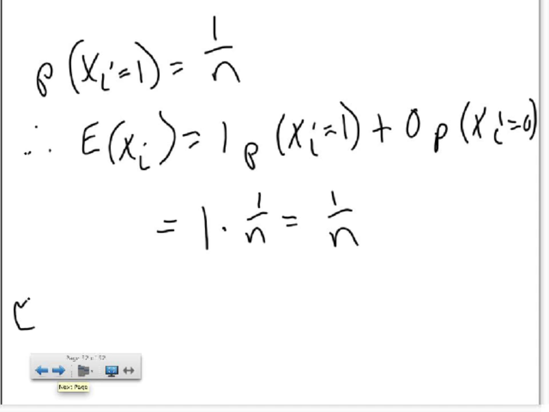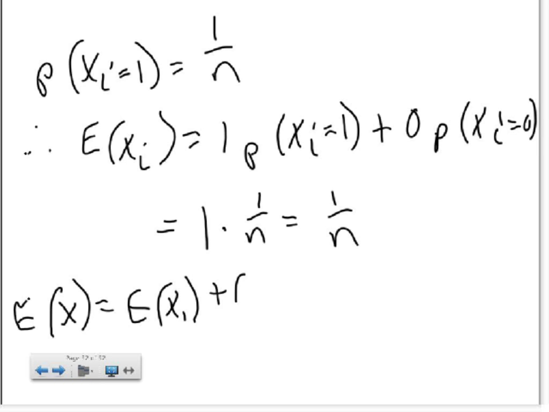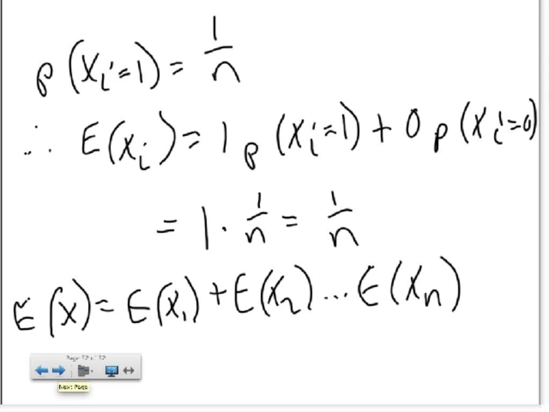To find the expected value of the total number of people who receive the correct hat, we just add the expected value that each individual person receives the correct hat. Since there are n people and the expected value that each person receives the correct hat is 1 over n, we have n times 1 over n, which just equals 1. This is an interesting result because it does not depend on n. So no matter how many people check in their hat, the expected number of people who receive the correct hat back is 1.